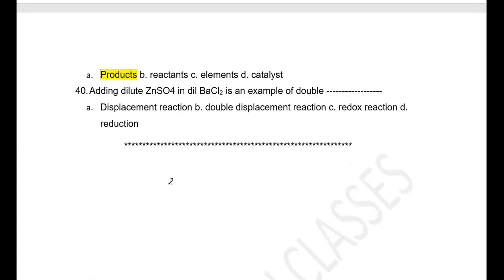On adding dilute zinc sulfate in dilute barium chloride is an example of double dash. We know zinc sulfate and barium chloride, when it is mixed together, they will exchange their ions and result in the formation of a precipitate. Exchange of ions and formation of precipitate is known as double displacement reaction. So option B is the correct answer.